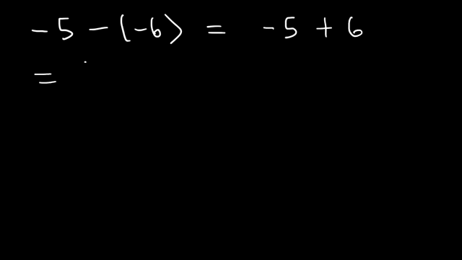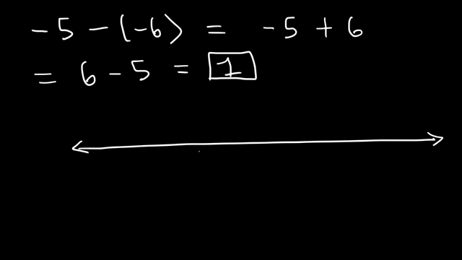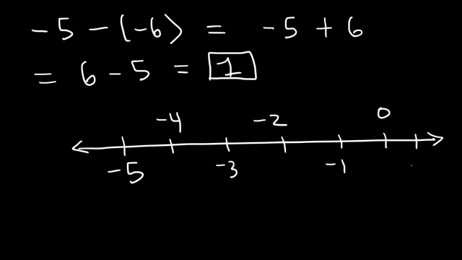So try a similar example. What's negative 5 minus negative 6? So let's convert the two negative signs into a positive sign. So this is negative 5 plus 6, which is the same as 6 minus 5, and that's positive 1. So using a number line, let's add 6 to negative 5. So this is negative 4, negative 3, and this is going to go all the way to positive 1. So we're going to get the same answer.